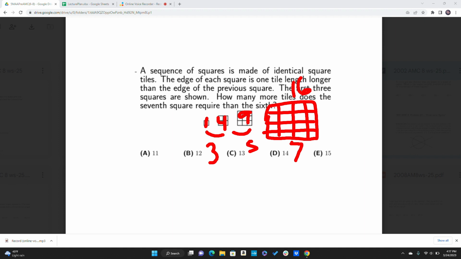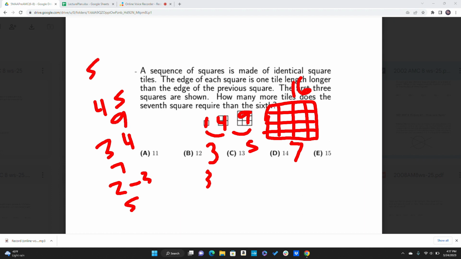So on our 6th tile, the first one, from the first to the second, we increase by 3. From 2 to 3, that's 5. 3 to 4 is 7. 4 to 5, that's going to be our next one. That's 9. 5 to 6, our next odd number is 11, and 6 to 7 is our next odd number.